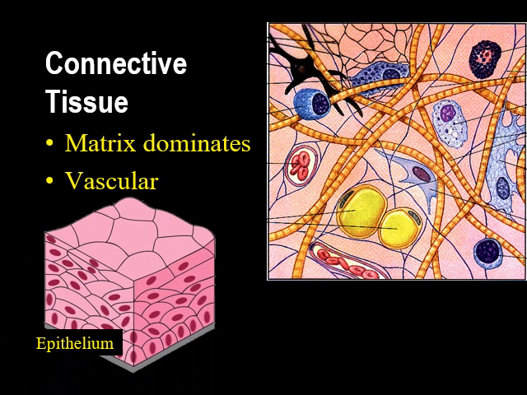Connective tissues differ from epithelium in that they tend to have fewer cells and more extracellular material called matrix. Most connective tissues also have a blood supply, so if you cut through the epithelium of the epidermis to the connective tissues below, you will bleed.